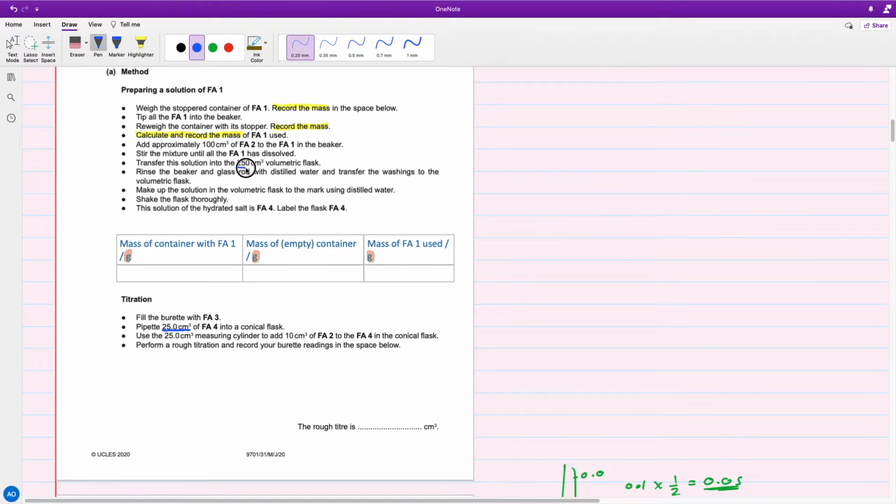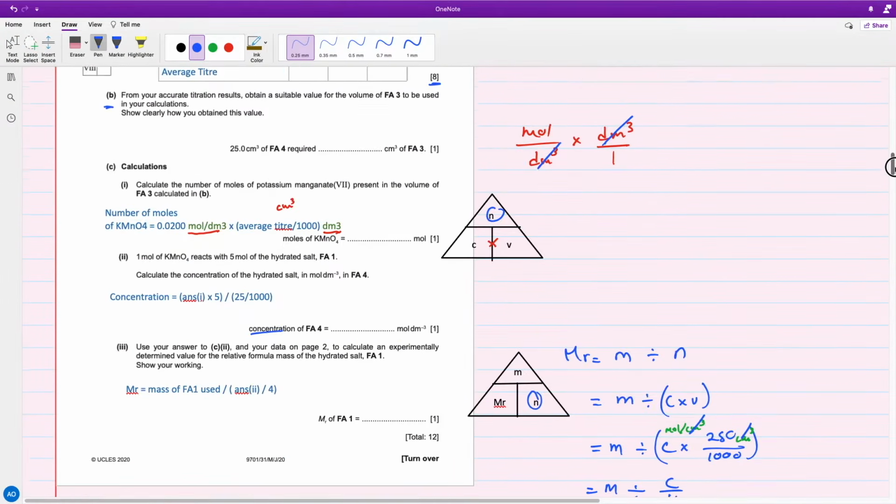which was right here. We used a 250 centimeter cubed volumetric flask and we filled it all up to the 250 centimeter cubed mark, right? You guys can definitely pause this video and actually read this paper and then come back if you'd like, or we can just continue from here, alright?